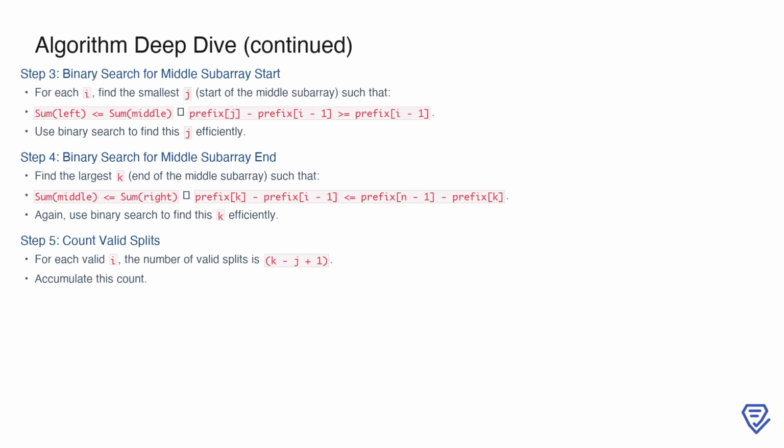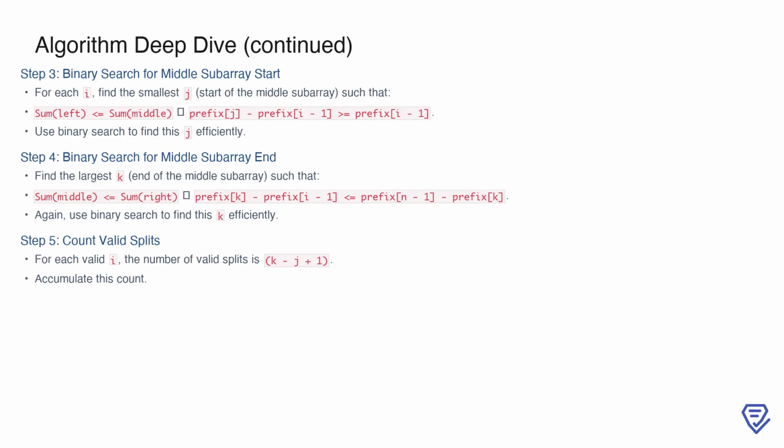The task is to find the smallest j, which marks the start of the middle subarray, such that the sum of the left subarray is less than or equal to the sum of the middle subarray. Mathematically, this translates to checking if prefix[j] - prefix[i+1] is greater than or equal to prefix[i+1].